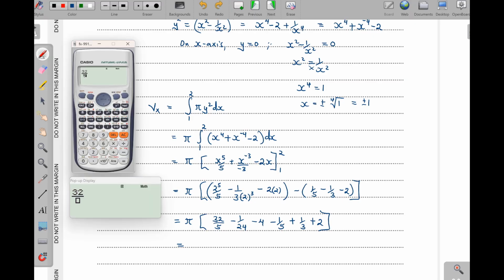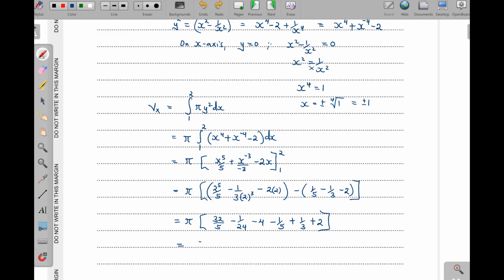32 out of 5, then minus 1 out of 24, minus 4, minus 1 out of 5, then plus a third, then plus 2. So we get 539 out of 120. Okay, 539 out of 120 pi. You can leave my answer here in terms of pi.